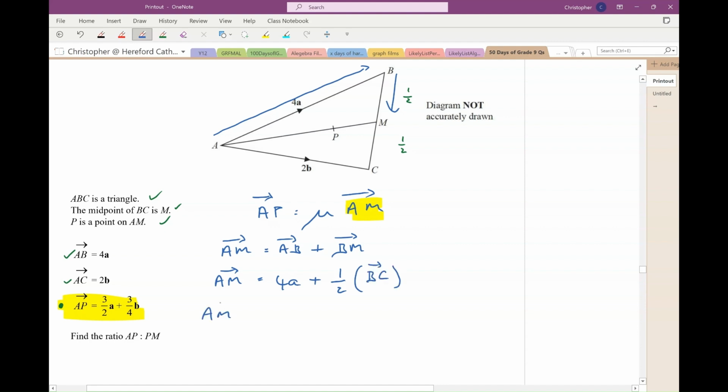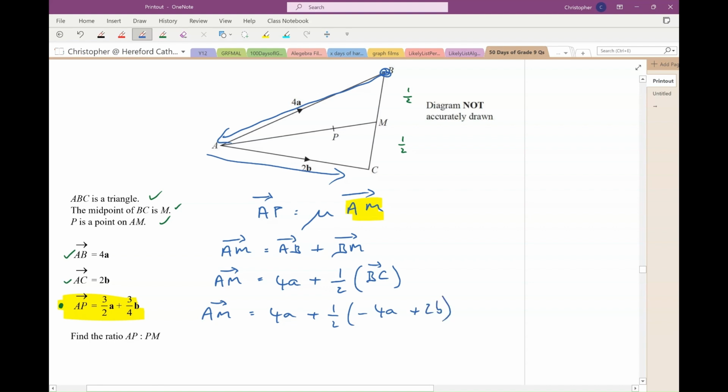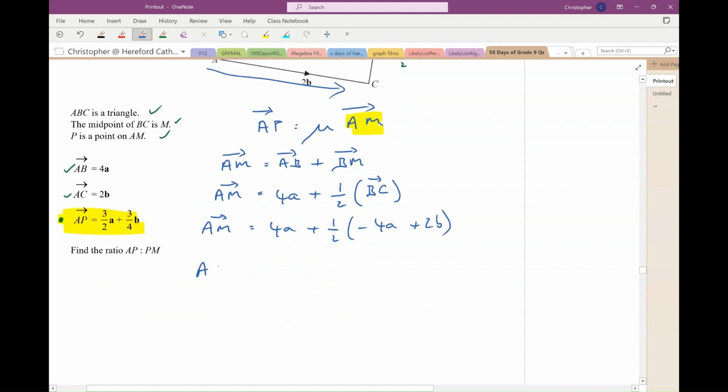So keep on going. A to M is 4A plus half of B to C. Right, so what is B to C? Let's have a look. If I was going from B to C, I'd do minus 4A plus 2B. So that's a half of minus 4A plus 2B. Okay, so AM is 4A minus 2A plus B. So A to M is 2A plus B.